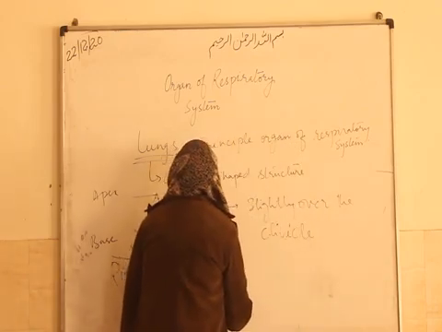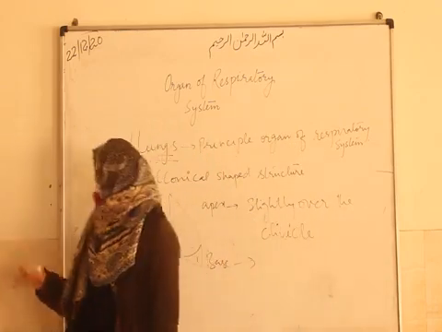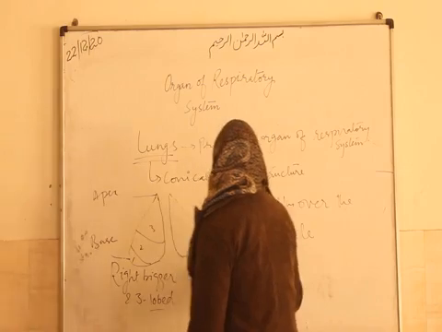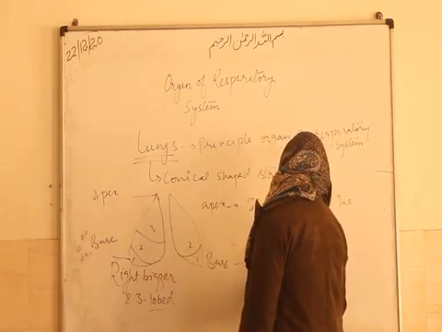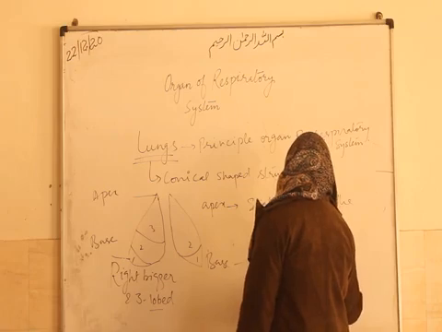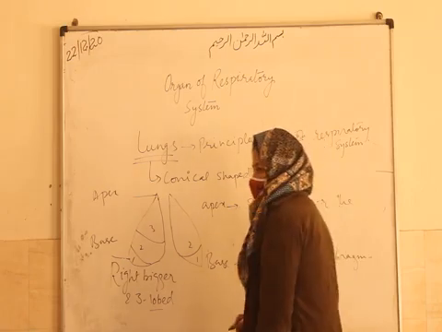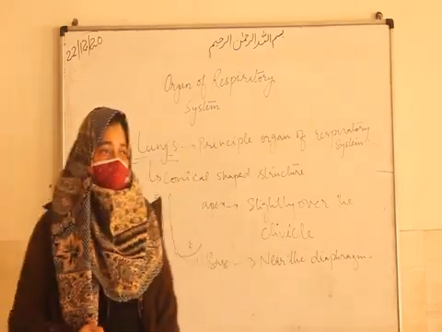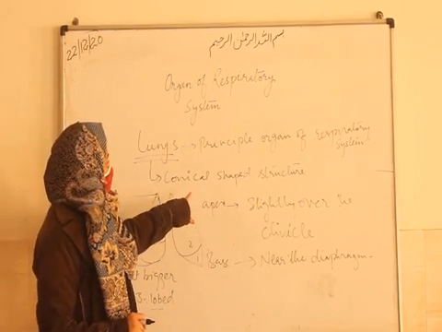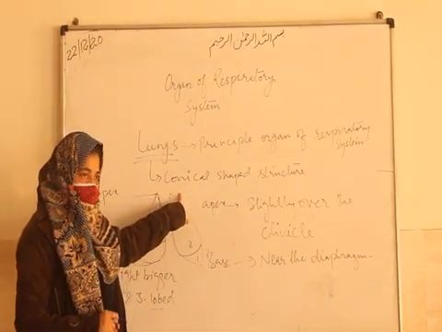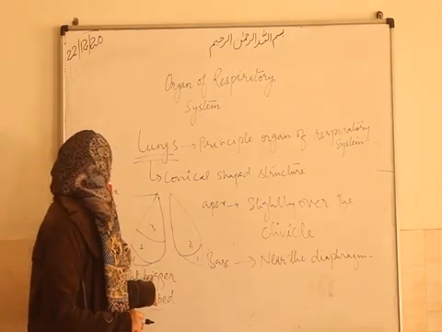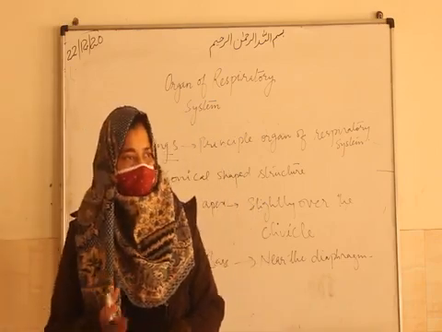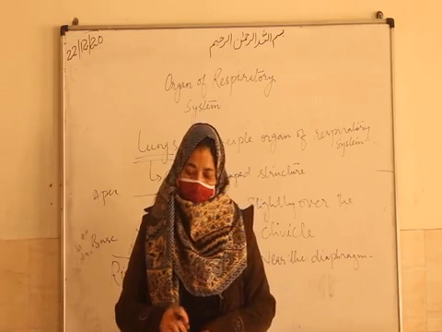And the base, as I told you, is the base of the lung near the diaphragm. So it's the principal organ of the respiratory system, the shape is conical, the right is bigger and three-lobed, and the left one is comparatively smaller and two-lobed.